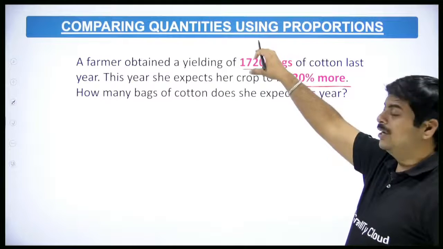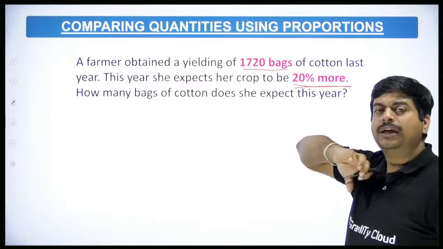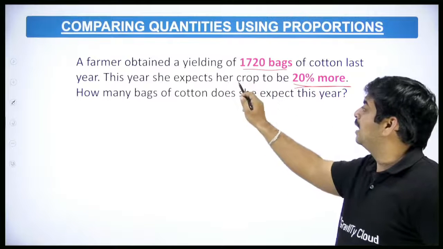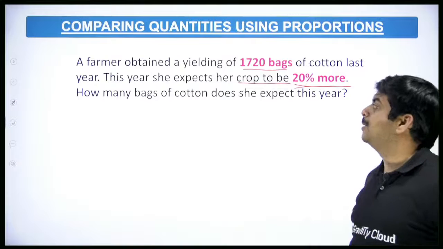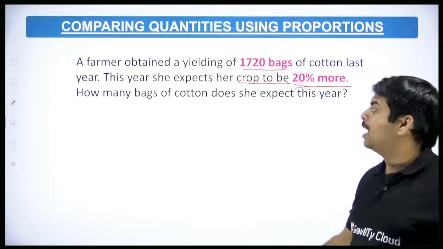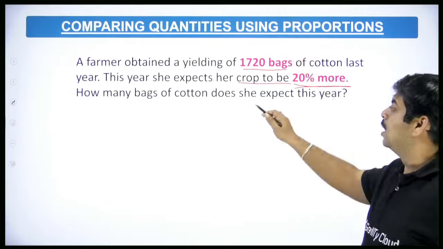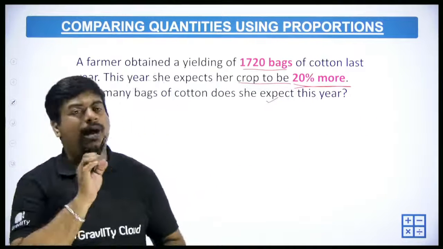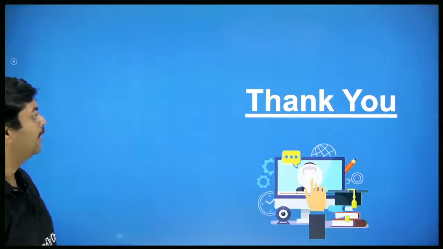So, if 1720 is last year's number, out of that we need to take 20%. That amount will be the excess, since she expects her crop to be 20% more. So that many bags will be additional, and adding it will give you the total number of bags she is expecting, right? I hope you understood the question, so please try it properly, right?